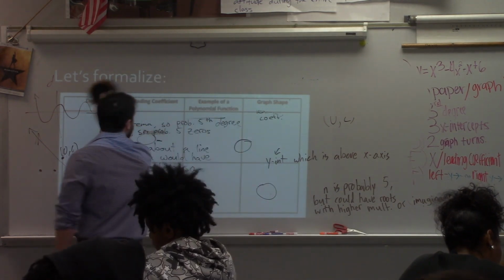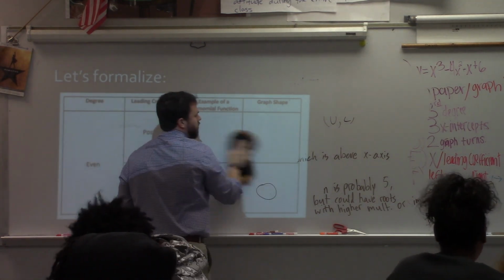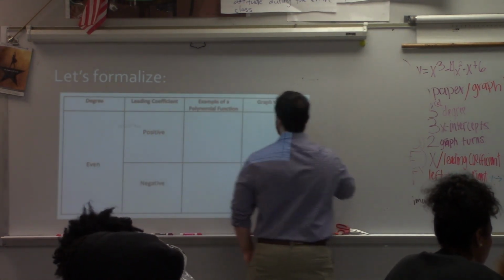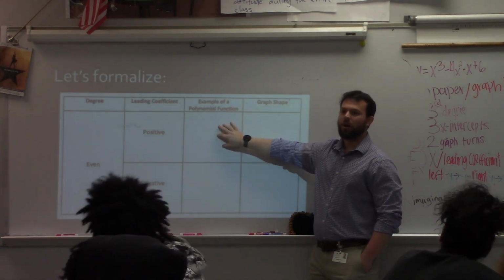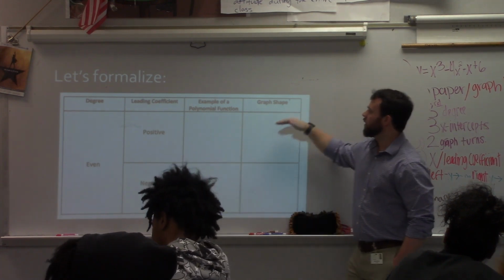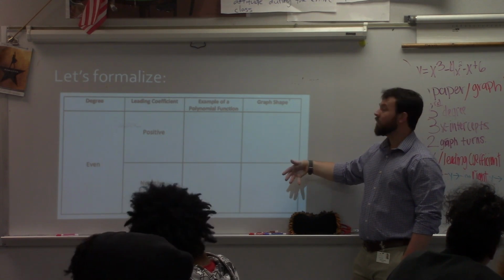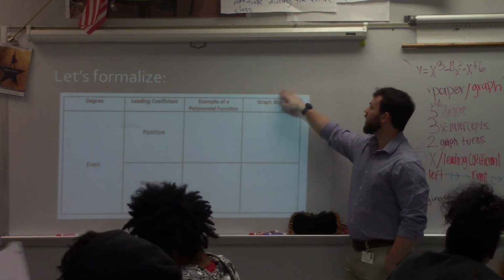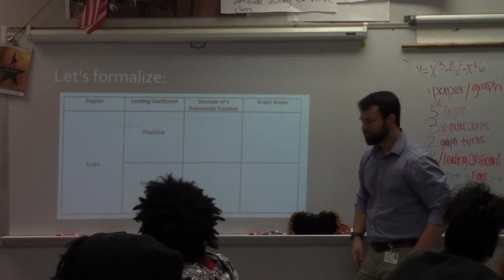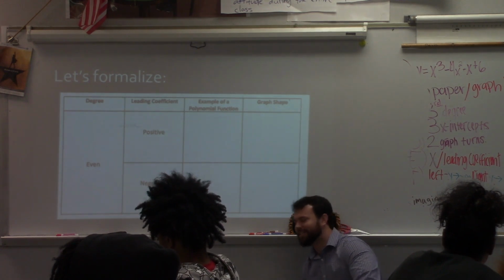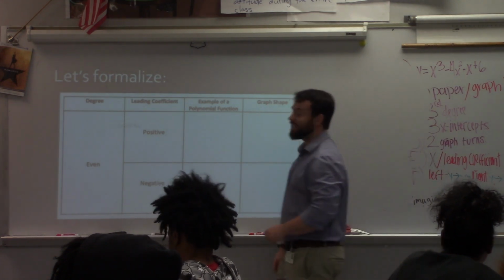So an even degree with a positive leading coefficient: give an example. Now, please hear me clearly on this. When I say an example of a polynomial function, I'm talking about an equation here. The graph would be what we put here. Okay? And so I will remind you, what could you use at home to help you get a more accurate graph shape? I would use Desmos. I just said Desmos. Yeah, that's it.